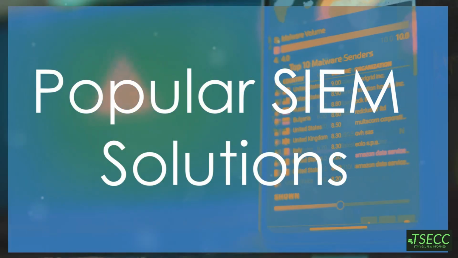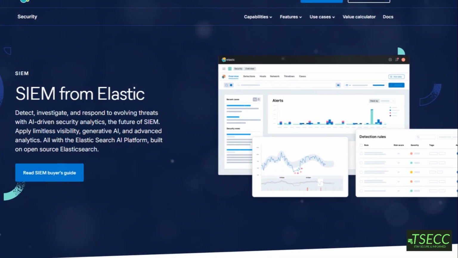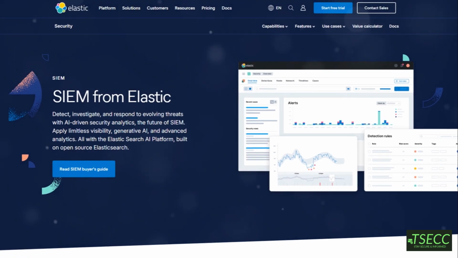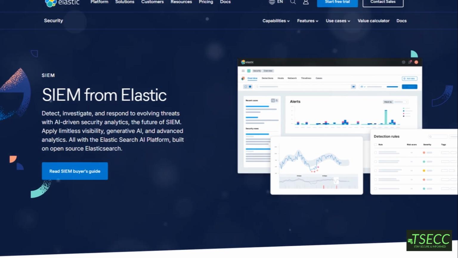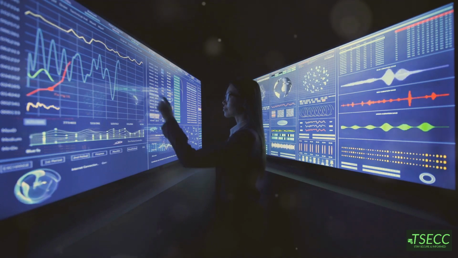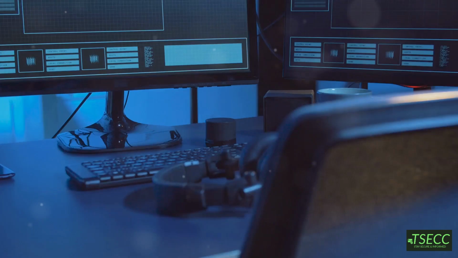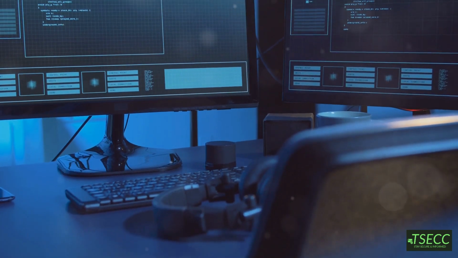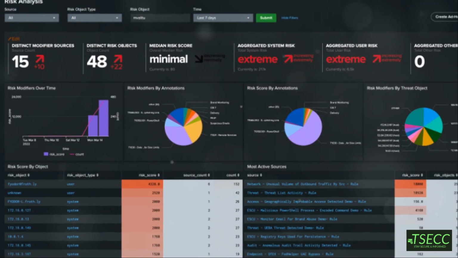Let's talk about some popular SIEM solutions out there. First up is the ELK Stack, an open source powerhouse for search, analysis, and visualization. ELK makes it easier for security teams to sift through massive amounts of data, find the important stuff, and visualize it all in one place. If you're looking to get hands-on, the ELK Stack is a great place to start. It's widely used, highly customizable, and an excellent skill to have in your cybersecurity toolkit.